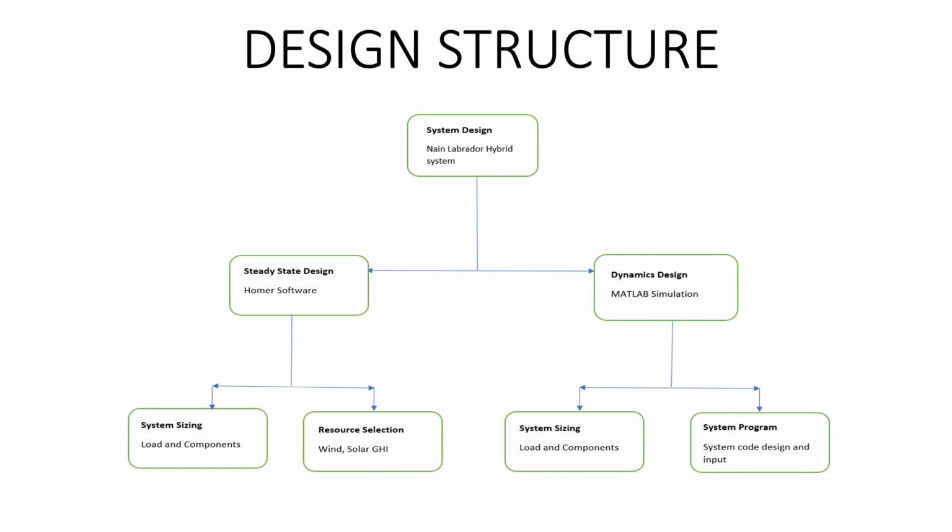The design structure of Nain, Labrador is divided into two: we have the steady state design and we have the dynamic design. The steady state design can be implemented using HOMER software, while for the dynamic state we have to use MATLAB simulation. For the steady state design, we have load components, wind and solar GIS as our resource selection. But for MATLAB, we have the system sizing as load and components and system programs, where we have to include our code, designs and our inputs in order to achieve this aim and have our results of the proposed system and what we want to achieve.